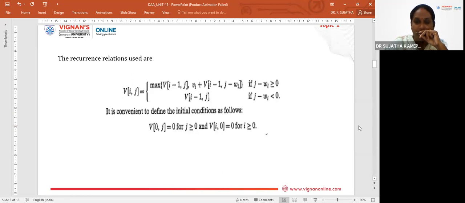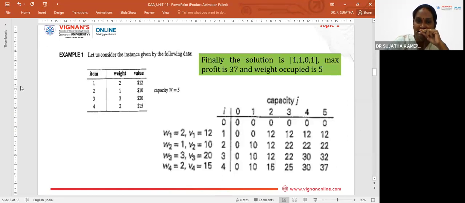Now we are going to see how, using this recurrence relation, we solve this problem and find that matrix. Here we are given an instance which contains 4 items. The weights of the 4 items are given as 2, 1, 3, 2, and the values of the 4 items are given as 12, 10, 20, 15.